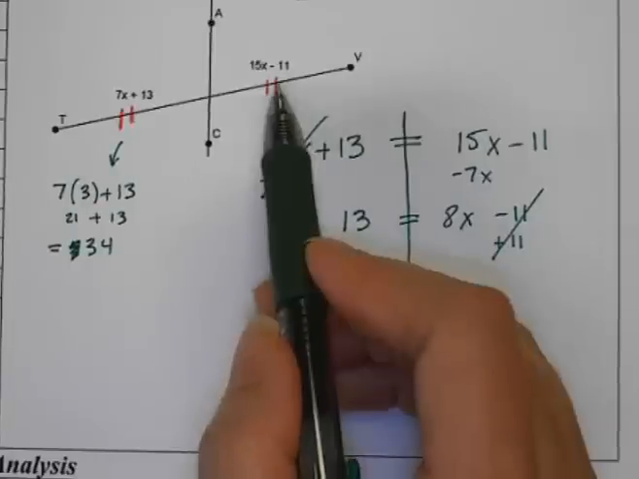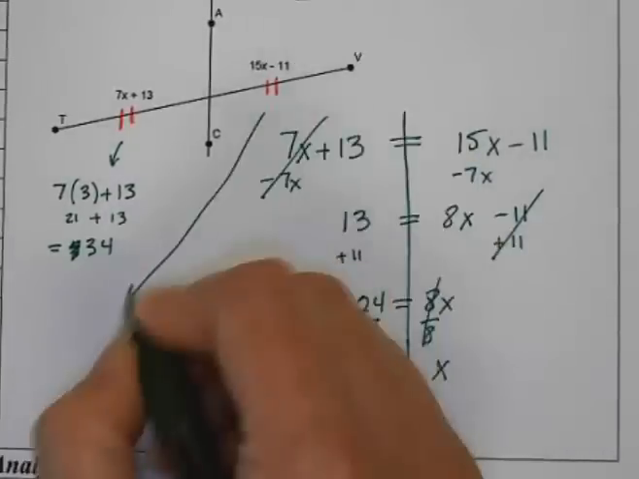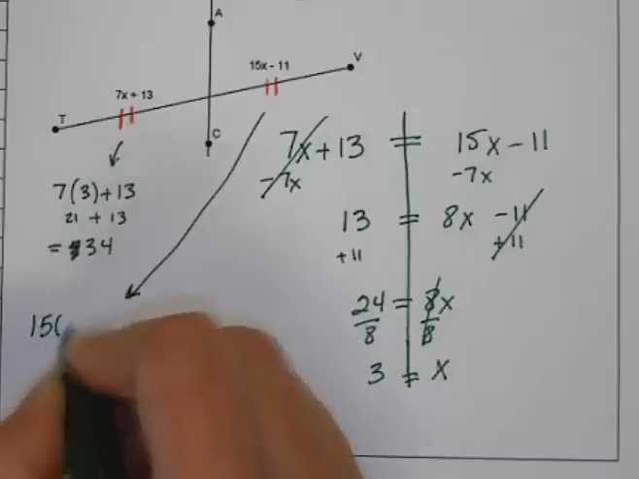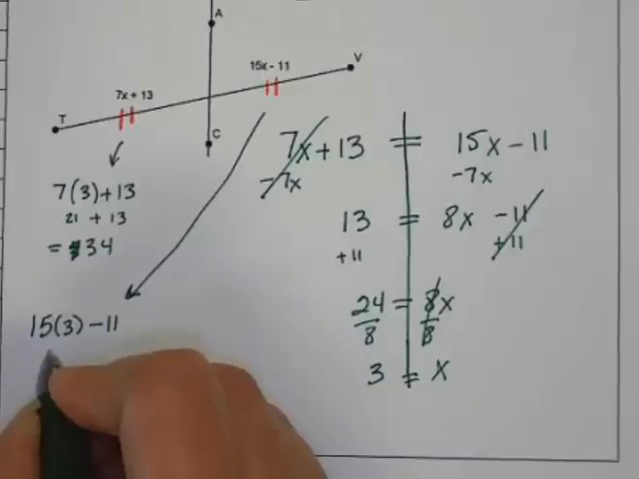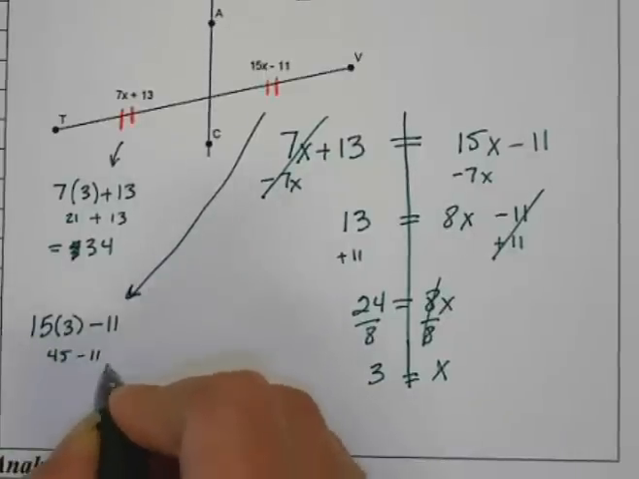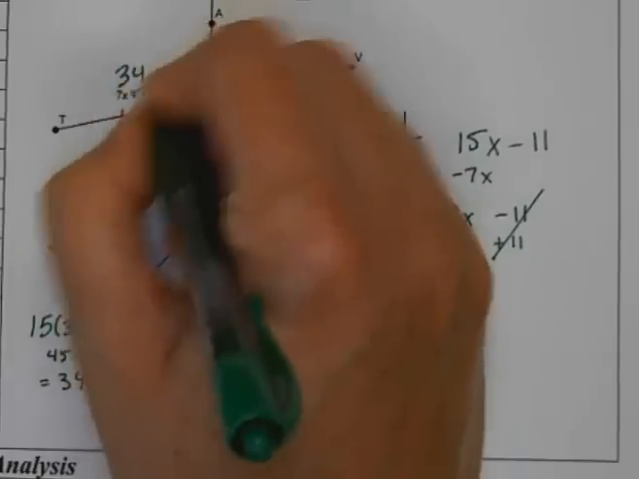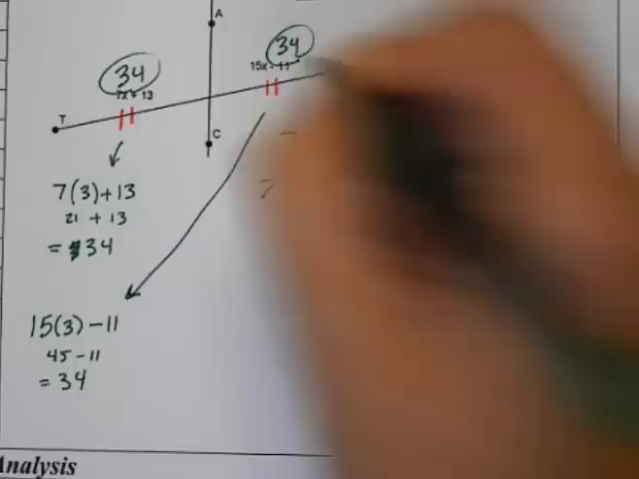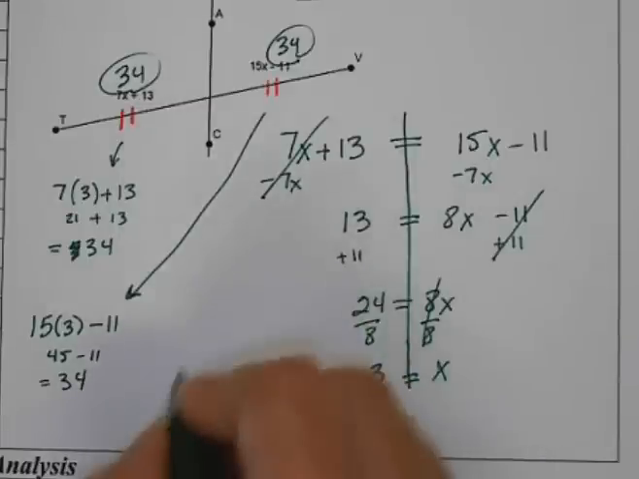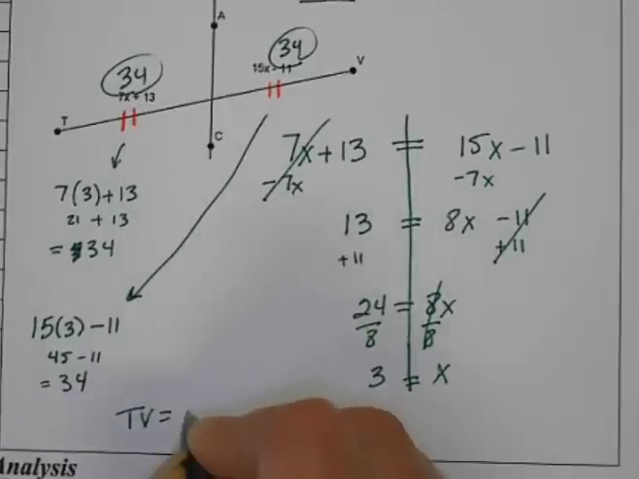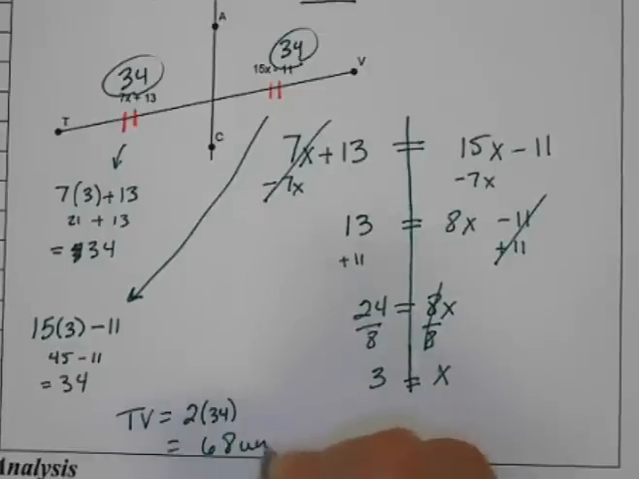Now let's check. Let's make sure that this segment also is 34 units long, that we did our algebra right. So let's take this one, and 15 times the same x, which is 3, minus 11. 15 times 3 is 45, and take away 11 from that and we get 34, sure enough. So it's 34 here, it's 34 here. How long is it from T to V? Well, how many is twice 34? So TV would equal 2 times 34 for a total of 68 units.